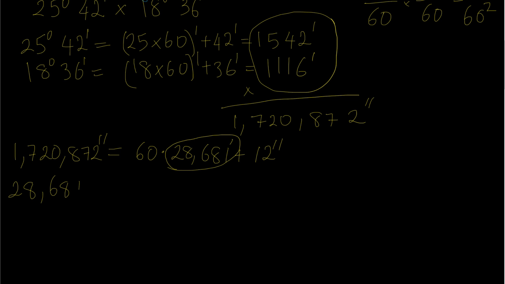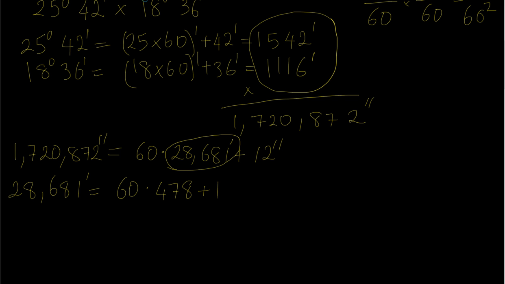And to do that, we'll do the same thing. We'll divide this by 60 and find the quotient and the remainder. So it turns out that the quotient is 478 and the remainder is 1. Now, how do you do this division? Well, this is just the division in decimal that we already learned. Okay, so we are not giving the details of that.